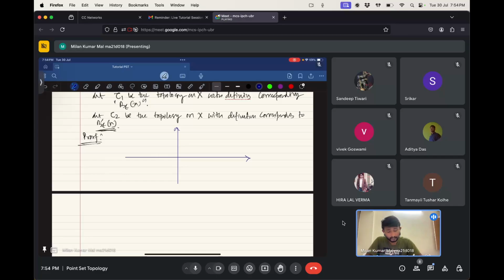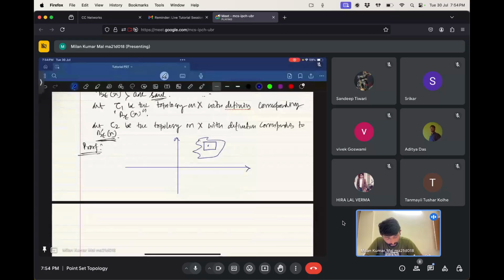Now take a subset like this. When will I call it an open set? For every element, take an arbitrary element, if we can find an epsilon greater than 0 with B epsilon x, that means if we can find an epsilon greater than 0, this is the epsilon, this is the point x. Here I want to make the neighborhood a square. This is the point P, and this is the epsilon distance.